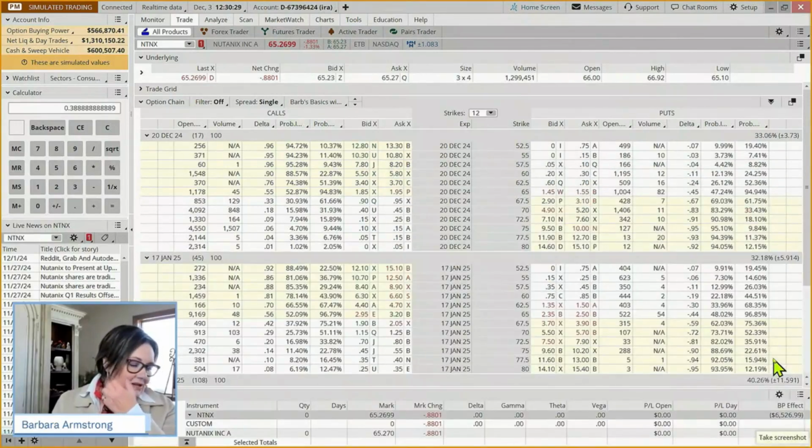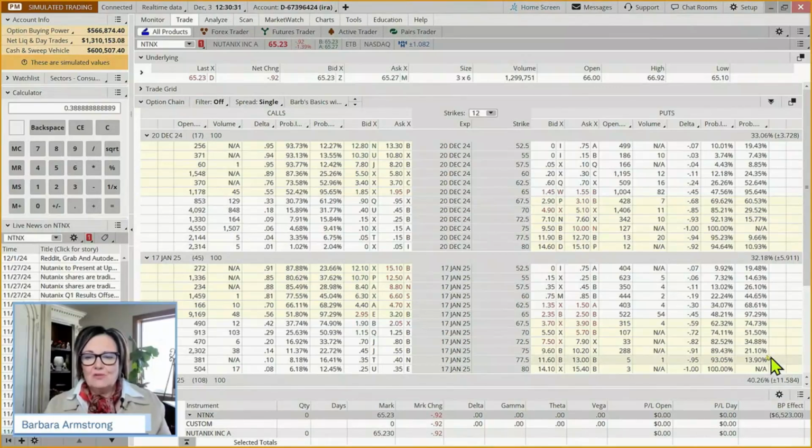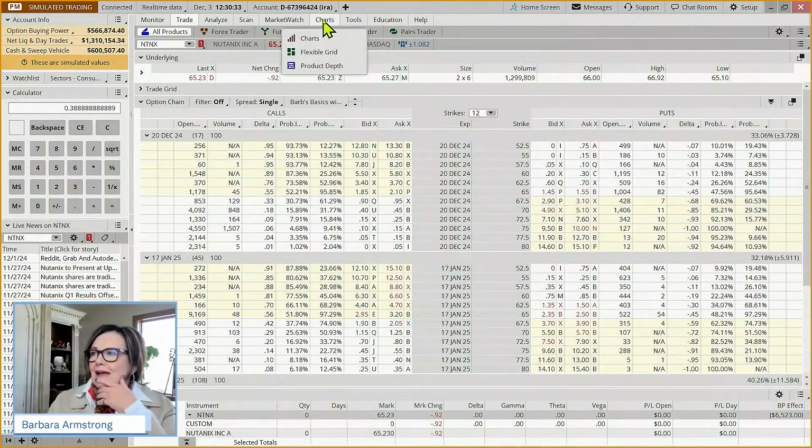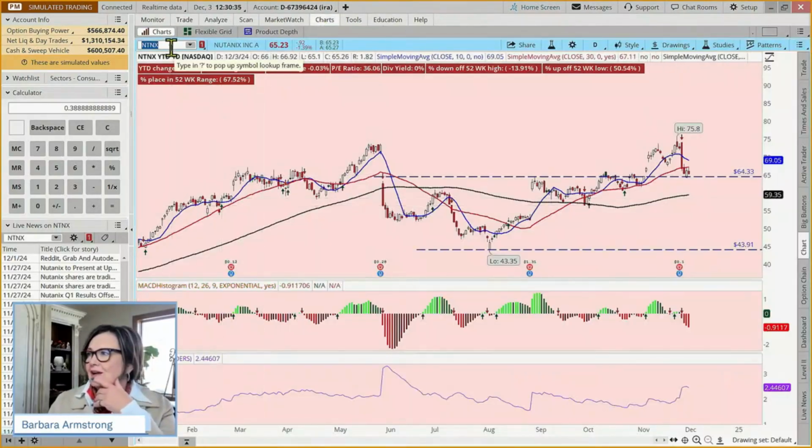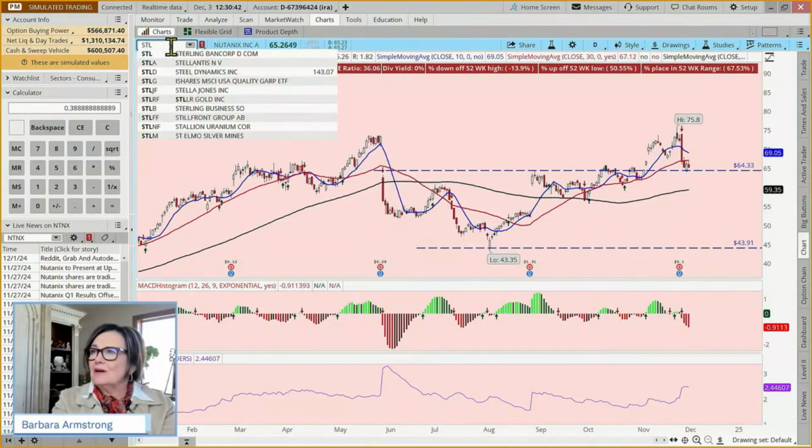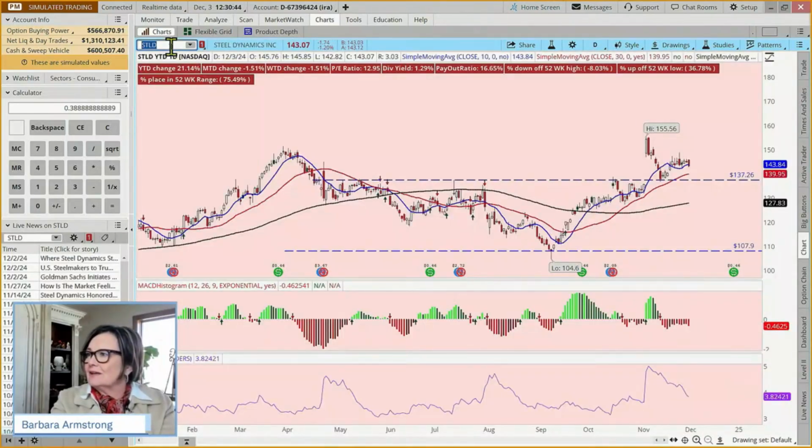Now, are there other Head and Shoulders patterns out there? I've posted lots of them on X over the last couple of weeks. Kind of one of the reasons that you may want to take advantage of that resource. How about Steel Dynamics? Do you see that pattern?